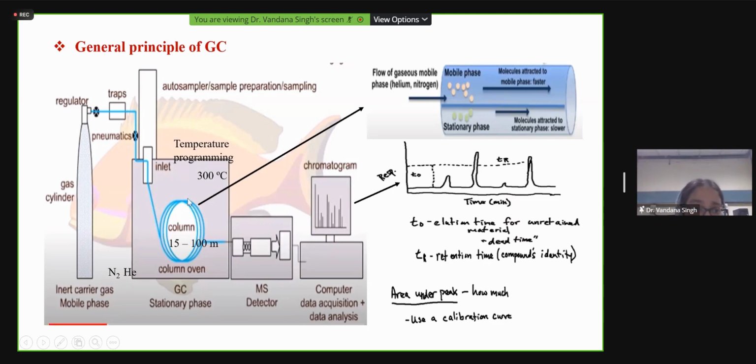To maintain the vaporized state of our sample and gases, the column is maintained at a very high temperature, up to 300 degrees Celsius. So this column is basically kept in an oven whose temperature is very high.